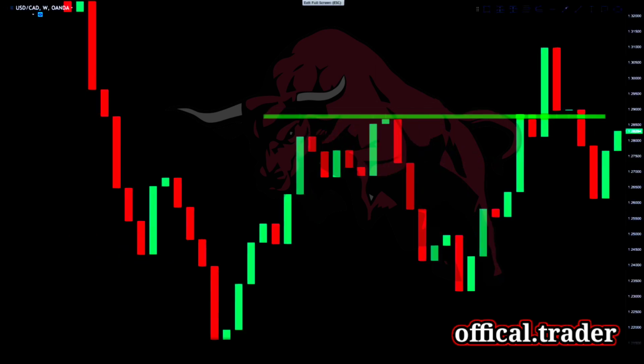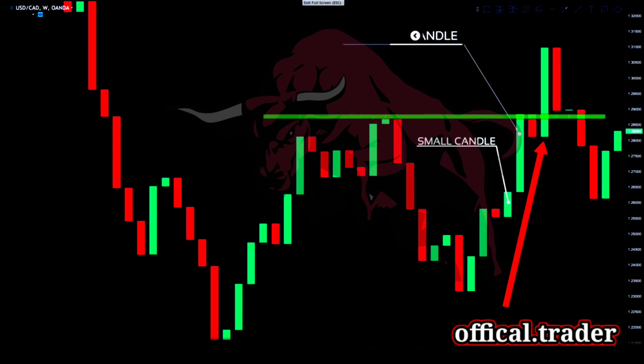Here we have the dollar CAD. As you can see here, we have a double top and then price reversed, giving us resistance. Now look at what happens as price comes up here again. We have a small candle and then a massive engulfing candle, which shows that price is picking up speed and momentum as it approaches this level, showing that buyers are in control.